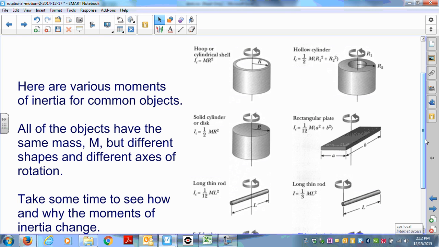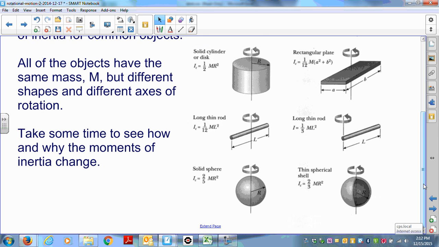A long thin rod rotating about its center is 1/12 ml squared. Notice if the rod is rotated by its end and not through the middle, it's 1/3 ml squared. If we have a solid sphere rotating about its center, it's 2/5 mr squared. If it's a thin spherical shell, then it's 2/3 mr squared.